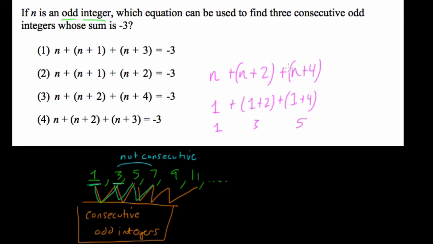So here, the equation we have is n plus n plus 2 plus n plus 4, and that equals -3. Right? So there's our answer. This is our equation, and it looks like it's choice number 3.